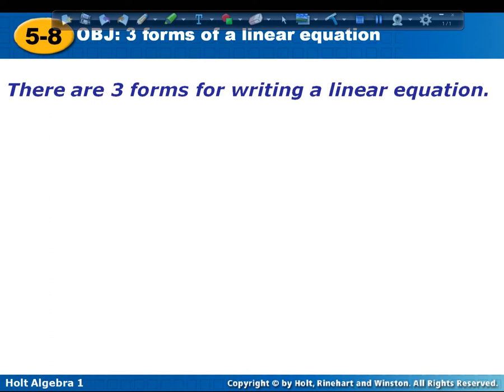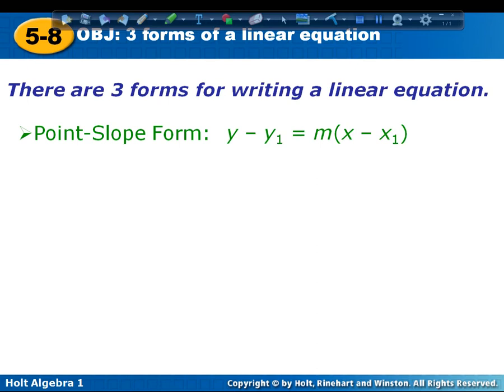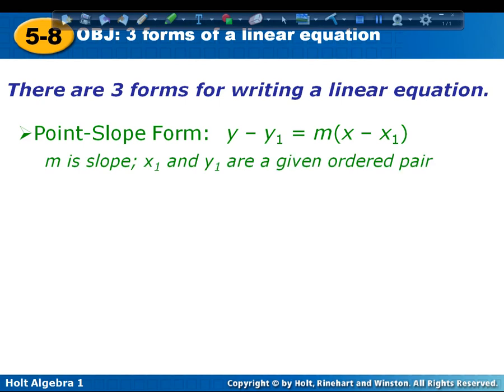Alright, there are three forms for writing a linear equation. The first one is point-slope. That one's y minus y1 equals m parentheses x minus x1. Go ahead and write down everything on this slide. So you need to have point-slope form, y minus y1 equals m parentheses x minus x1. A couple things about point-slope form: m is the slope, x1 and y1 are a given ordered pair. Please also make sure that you have that written.